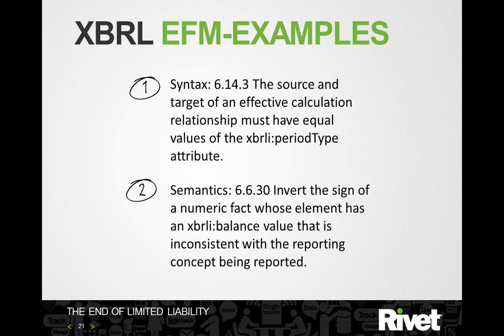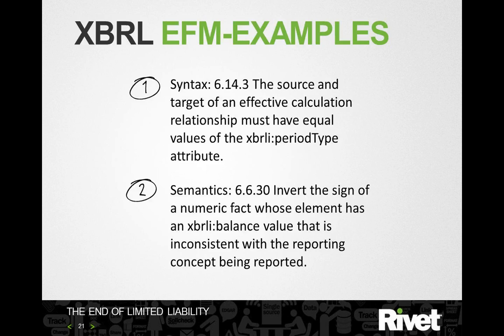And so again, we're not going to go into great detail. There's a lot in the EFM, but just to give one example of each, the first example is syntax, and this is section 6.14.3, which says that you can't have the source and target of a calculation relationship with different values of the period type. So basically, you can't have a calculation with an element that has an instant period type and an element that has a duration period type. But because this is a syntax requirement, it's very easy for validation tools to automatically verify these things and trigger them. So you might want to use automatic validation to check that.